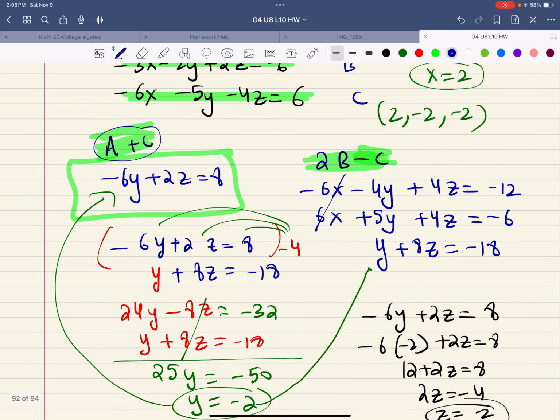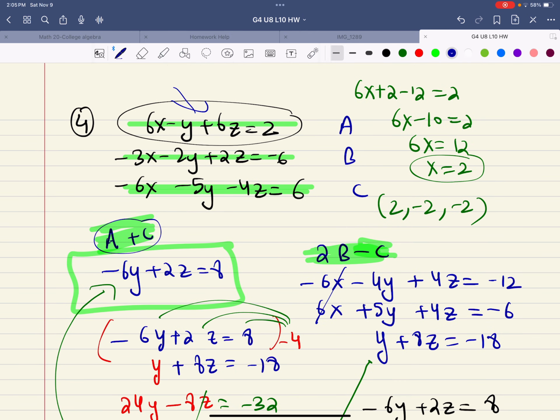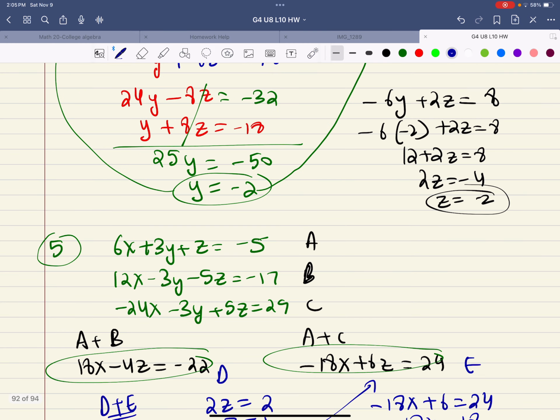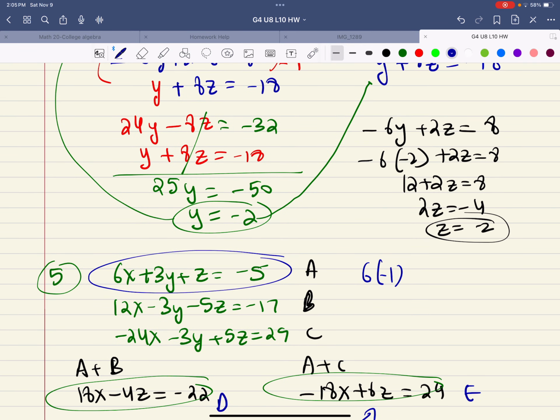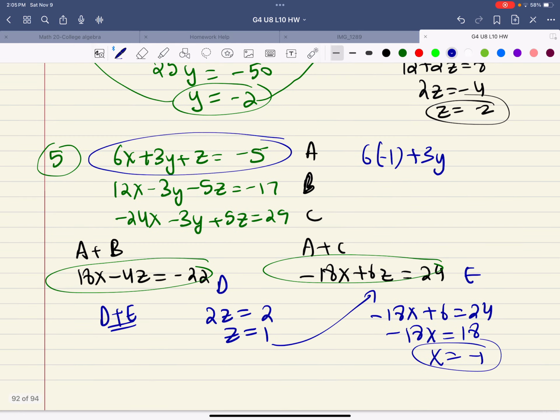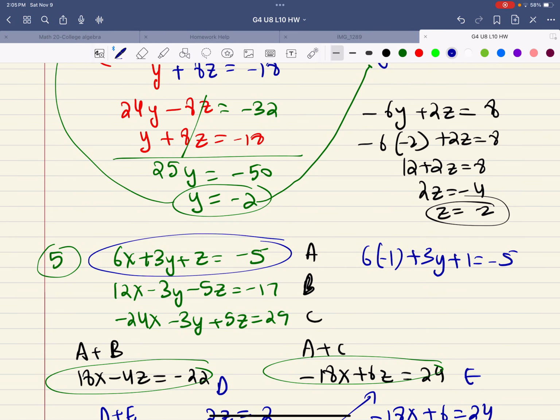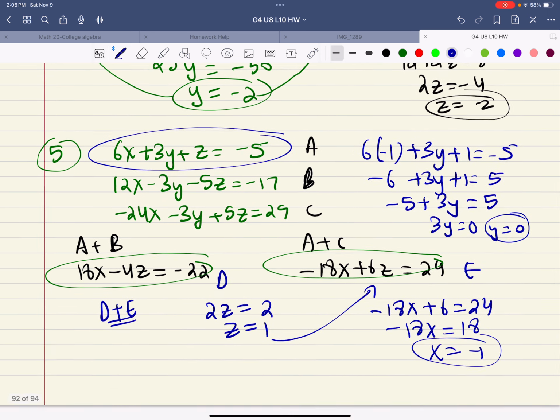To find the y, we can plug them back into the first equation. Second, sorry, it was problem number 5. We can plug x and z in here. So let's replace x by negative 1 and z by positive 1. Negative 6 plus 3y plus 1 equals 5. Negative 5 plus 3y equals 5. 3y equals 0. y turns out to be 0, because 0 divided by 3 is still going to be 0.